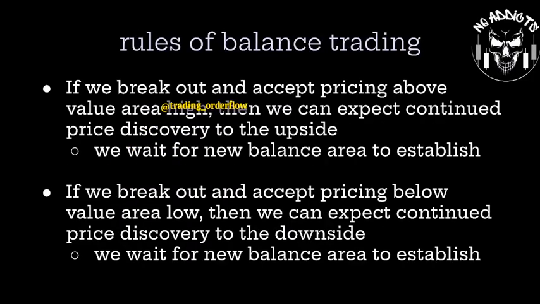And we have rules of balance trading. There are general concepts that give us ideas to trade based on balance and imbalance. For example, if we break out and accept pricing above a value area high, so above a balance area, we can expect continued price discovery to the upside. If we reject, we can expect a return to value. If we accept pricing to the upside and price discovery commences, we sit on the sidelines and wait for a new balance area to establish.